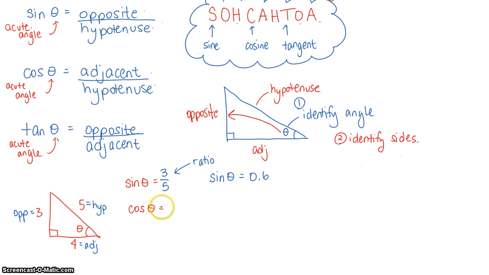Cosine of theta is equal to now my adjacent over hypotenuse. My adjacent is 4, my hypotenuse is 5. So I get 4 over 5. Again, decimals can be related as ratios. You can write it like this as well. Tangent of the angle theta is going to be my opposite over adjacent. Opposite is 3, and my adjacent is 4.